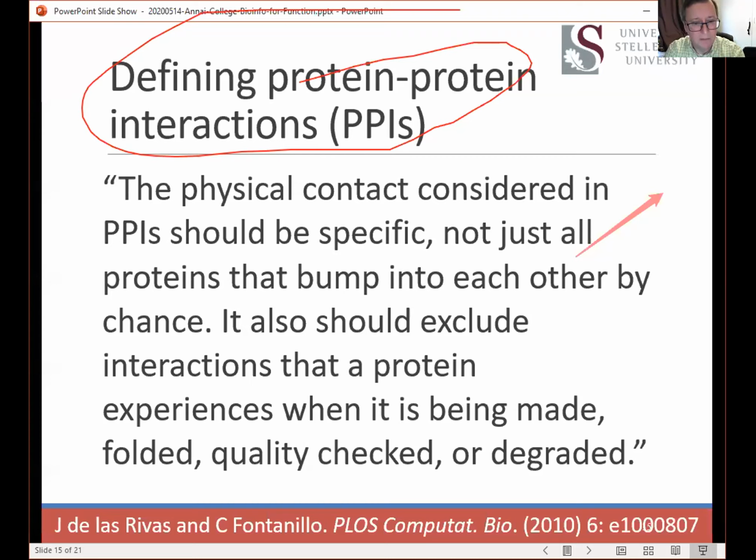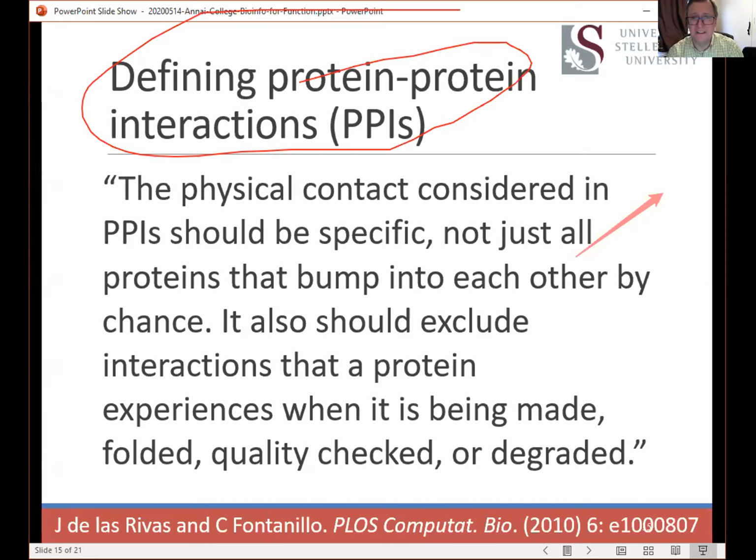I thought that this was a really good definition from de Las Rivas and Fontanillo. The physical contact considered in protein-protein interactions should be specific, not just all proteins that bump into each other by chance.